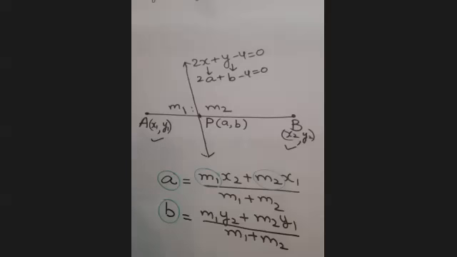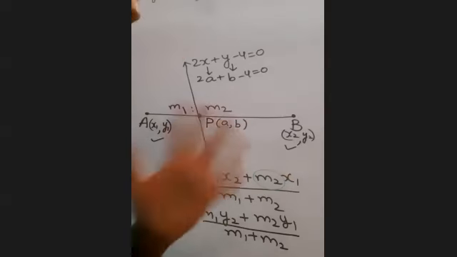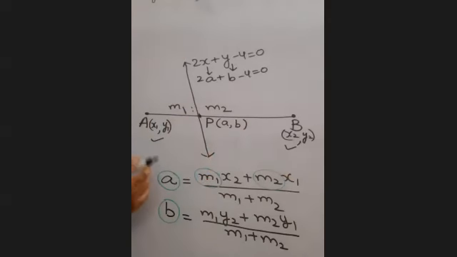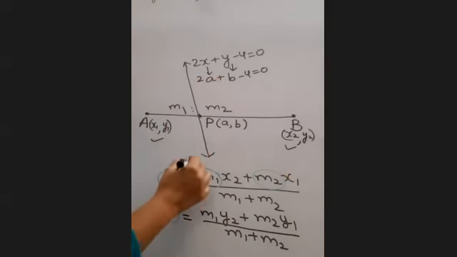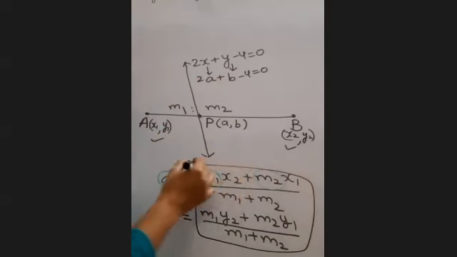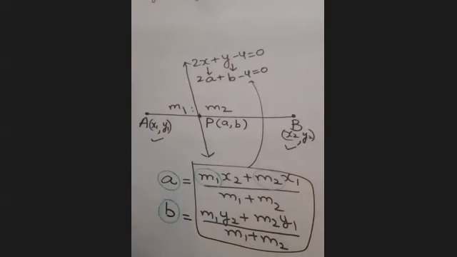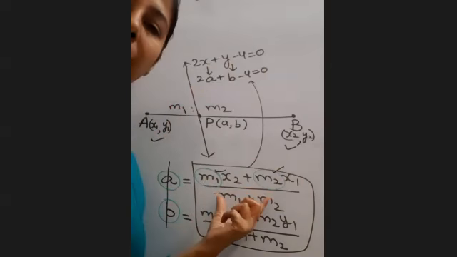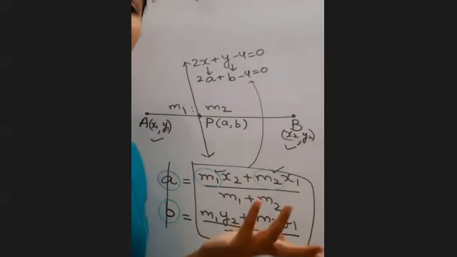Yes or no? Yes, ma'am. Okay. Now, if I put the values of a and b from here in this equation, do you believe we will be left with only two variables? Because a and b will be gone. So now we will be left with only two variables, m1 and m2, which we have to find.